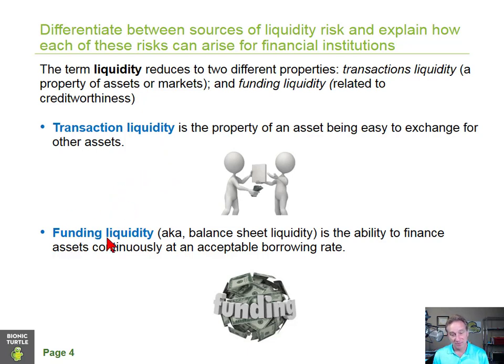And then we have funding liquidity risk, which also has a synonym, balance sheet liquidity. This is the ability to finance assets continuously at an acceptable borrowing rate. So transaction liquidity is more of a product asset, left-hand side of the balance sheet perspective: can we realize the value of these assets if we need to sell them? Funding liquidity risk is more concerned with the right-hand side of the balance sheet. Are we able to finance or roll over the liabilities as sources of funds?